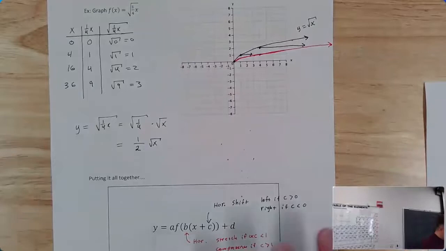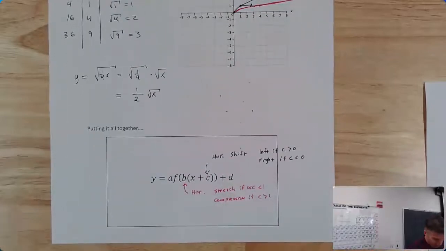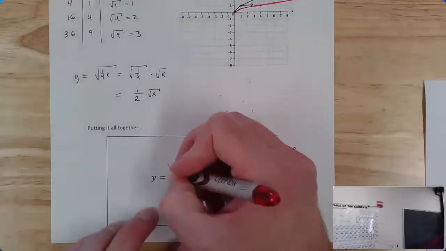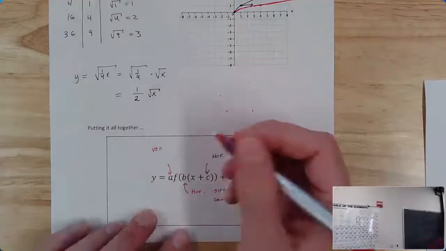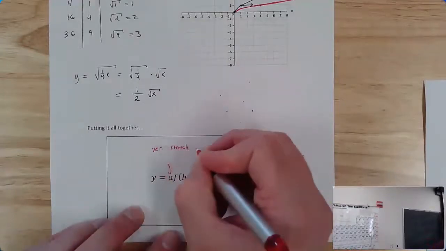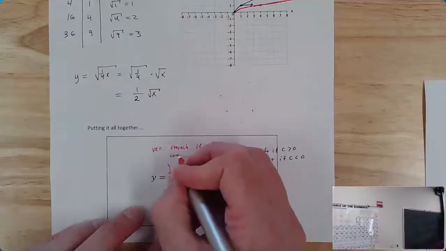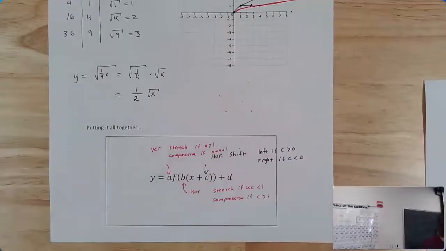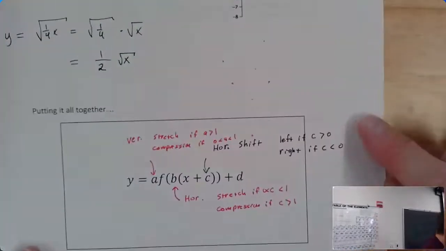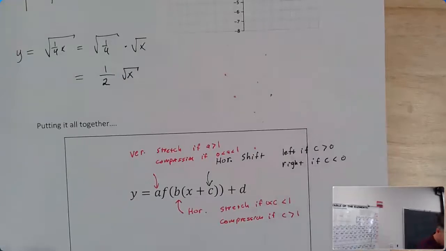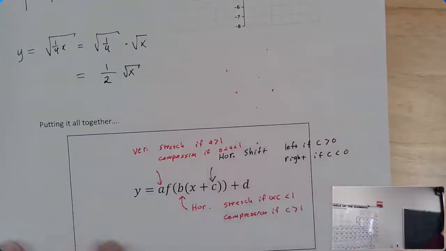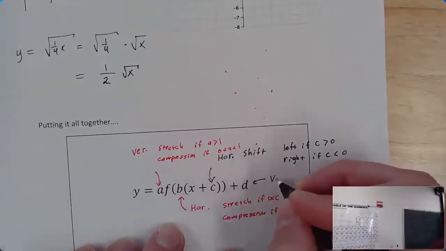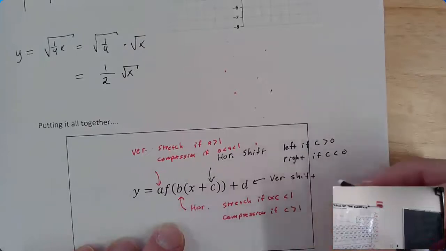Okay, we've dealt with the things inside the function. Now we're going to look at the outside of the function. Outside here, this A value gives us a vertical stretch or compression. It's a vertical stretch if A is larger than 1. It's a vertical compression if A is between 0 and 1. And then lastly, we have D over here. That's going to give us a vertical shift up if D is positive, down if D is negative.